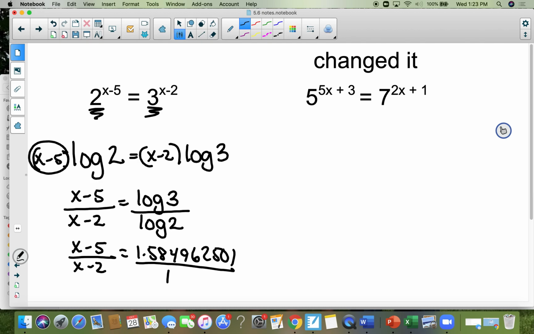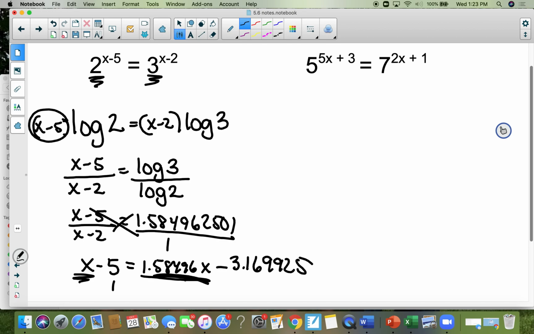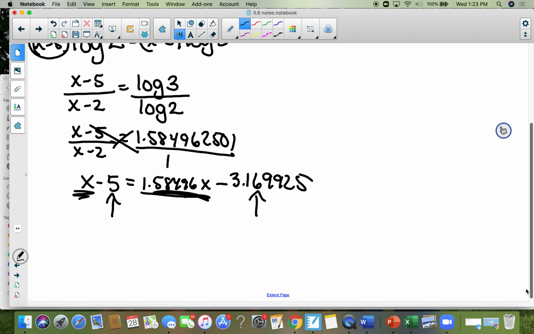1.58496250. If you cross multiply, which you've probably never done with a weird decimal like this, you're going to get x minus 5 on this side, and you're going to get 1.58496 x's minus, times that by 2, you're going to get 3.169925. You need to get the x's together on the same side. You need to get the numbers together on the same side. So I am going to add 3.16 to both sides.